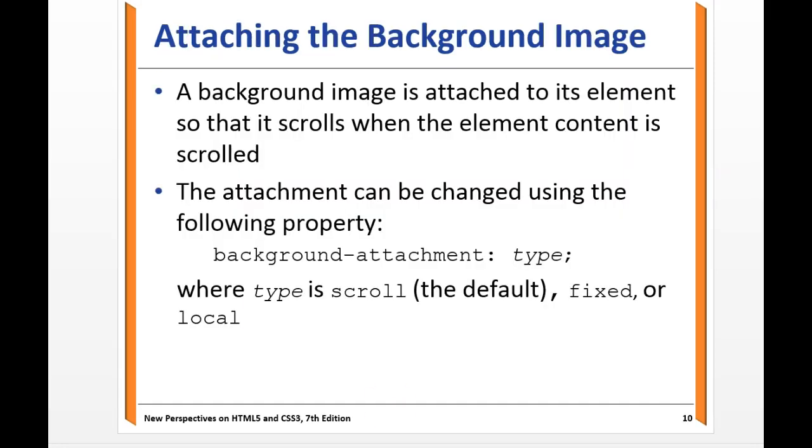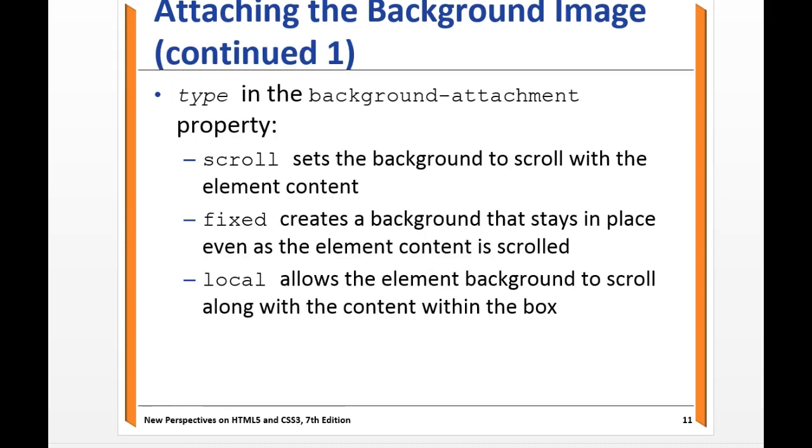You can also attach the background image. A background image is attached to its element so that you can scroll through the element content, so the background image scrolls with it. We can also change the property of the background attachment, and it has three different types. The default is scroll, but it can also be fixed or local. So let's look at the difference between scroll, fixed, and local. Scroll basically sets the background to scroll with the element content. So this is the default one that you're going to have.